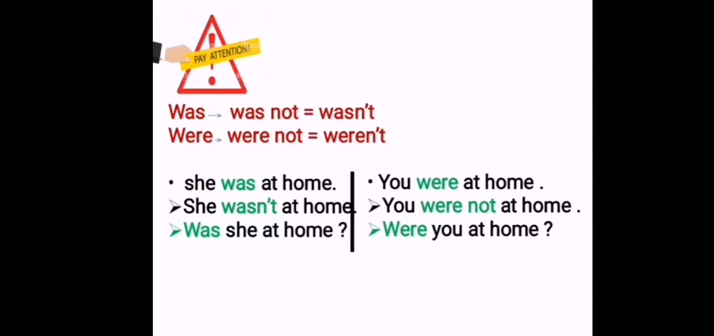Okay. Now, let's have an example with were. You were at home. In the negative form, the sentence becomes you were not at home. Or we can say you weren't at home. Now, in the interrogative form, we make an inversion between the subject and the verb. So the sentence becomes, were you at home? Okay, so this is how we conjugate the verb to be in the simple past, in the affirmative form, in the negative form, and in the interrogative form.